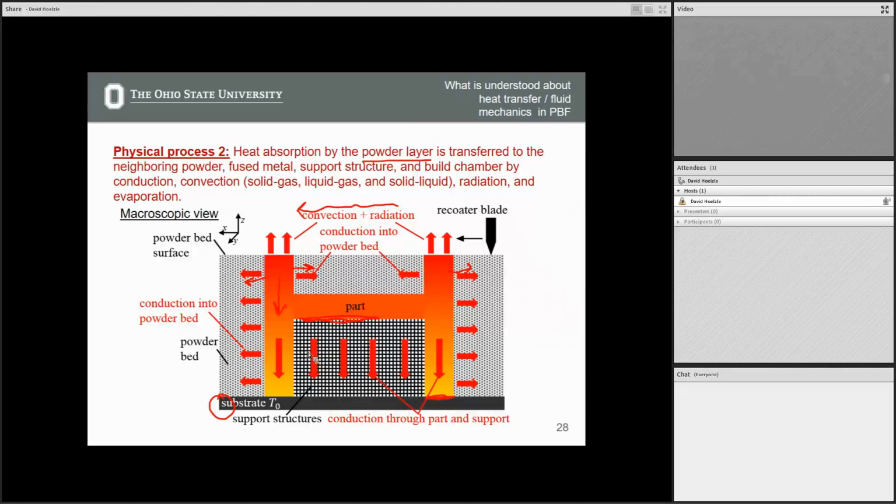Okay, any questions on that? This is a pretty busy slide, but I think informative. Okay.